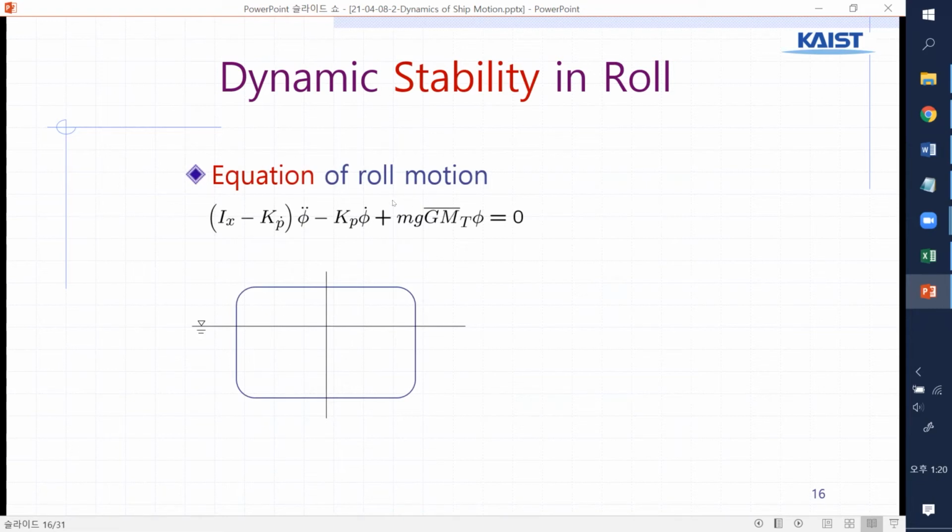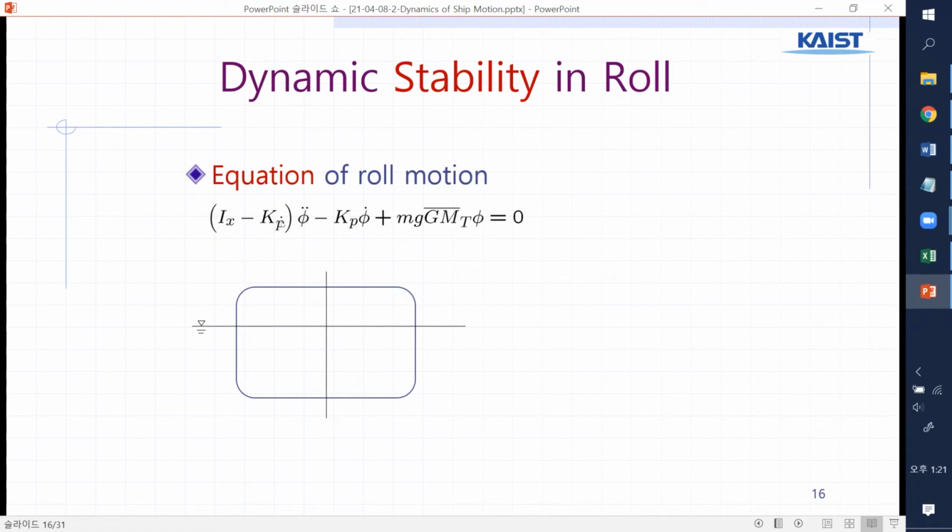So the equation of roll motion is like this one. It is angular motion, so there is a second derivative of angle phi, the angular acceleration, and the first derivative, the angular velocity, and the angular position, the angle itself. So it is very similar to the spring-mass vibration motion equation: an inertia term, a momentum term, and then a spring term. So this is the spring constant, you can say.